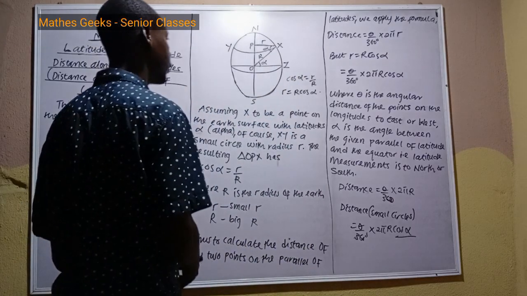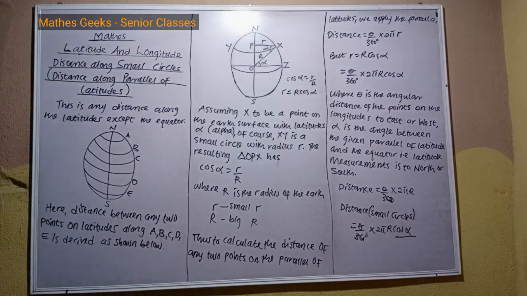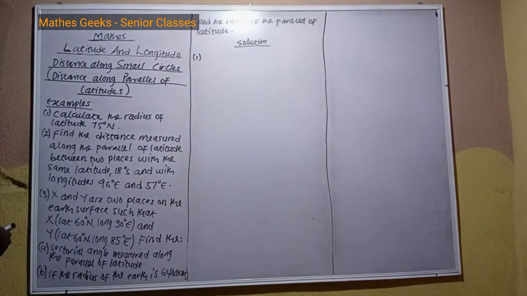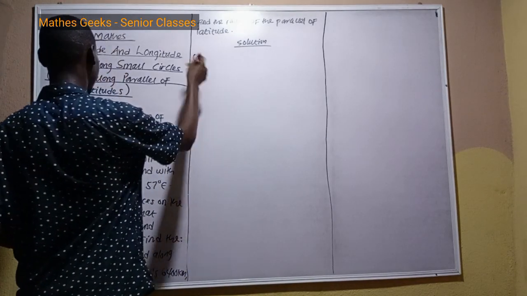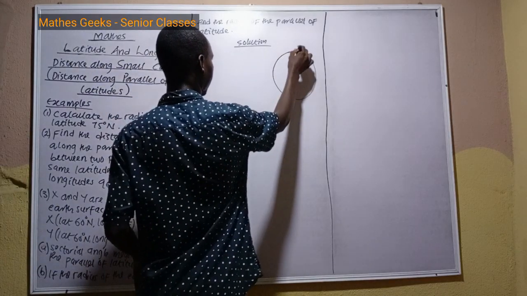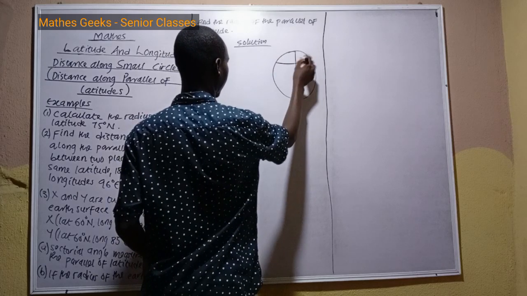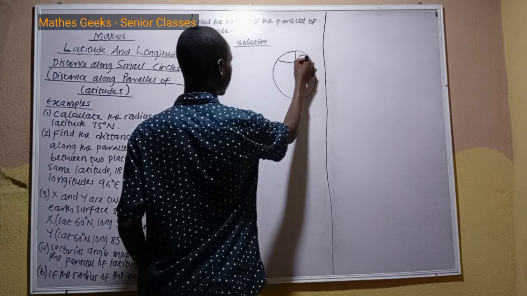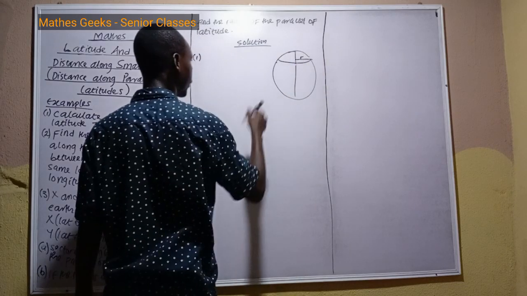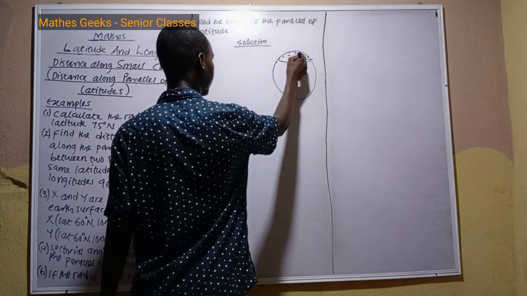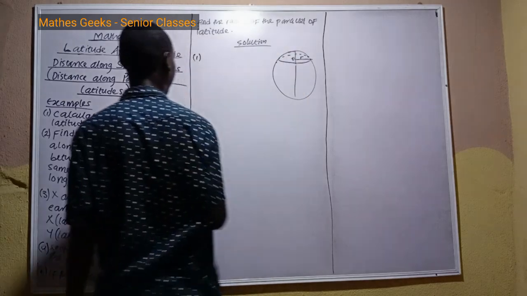So let's take some examples. Number one, calculate the radius of latitude 75 degrees north. From our diagram, the parallel of latitude is a small circle, and the radius of it is the radius of the small circle r. This is the radius from the center of the small circle, and this is the radius you are asked to calculate.